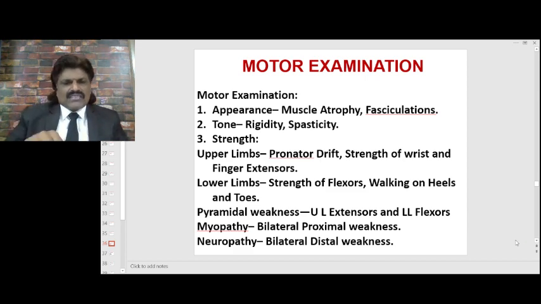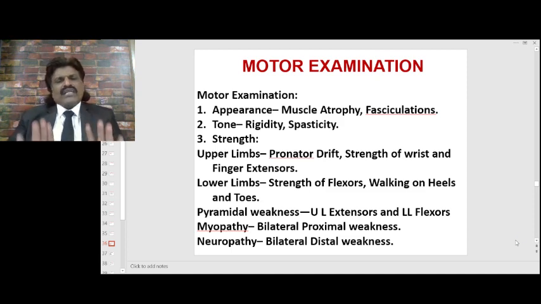Then we have to check the strength of the wrist and finger extensors. In the lower limb, we check the strength of the flexors and walking on the heels and toes. Walking on the heels means dorsiflexors are intact, L5 is intact. Walking on toes means S1 is intact, that is plantar flexors are intact.